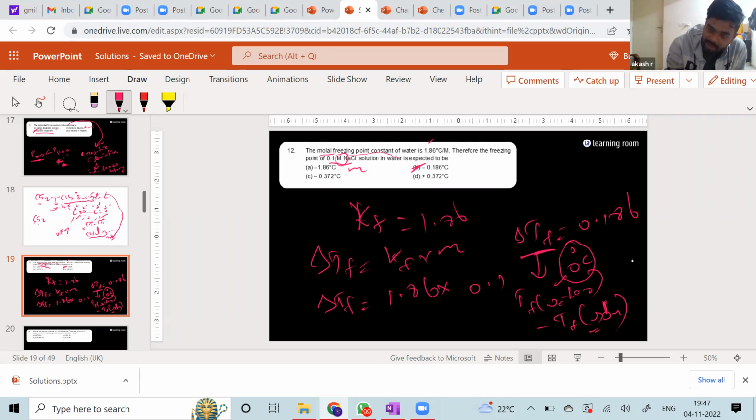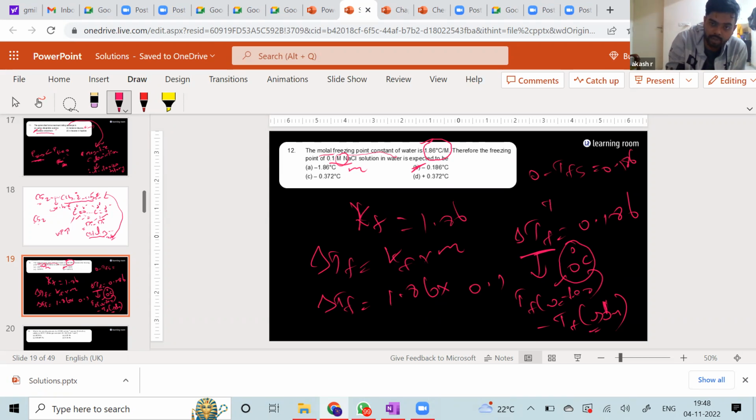But here we're directly substituting the values in degrees Celsius. Why? Because the Kf value is given in degrees Celsius. If it was given in Kelvin, then definitely we must use a temperature in Kelvin only, right? But since it is given in terms of degrees Celsius, we will calculate the temperature also in degrees Celsius only. Okay, so it's like 0 minus the freezing point of solution is 0.186.